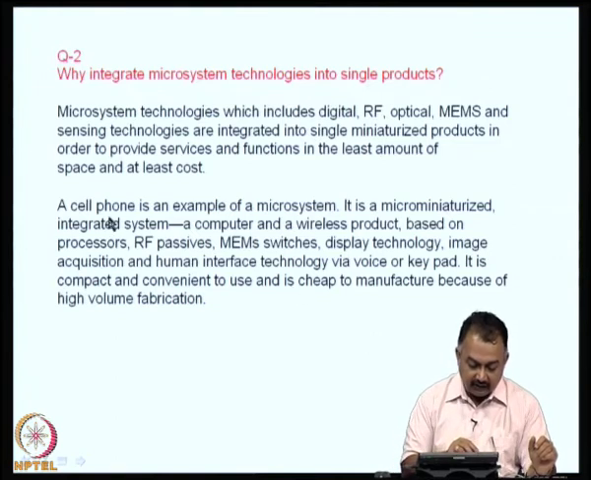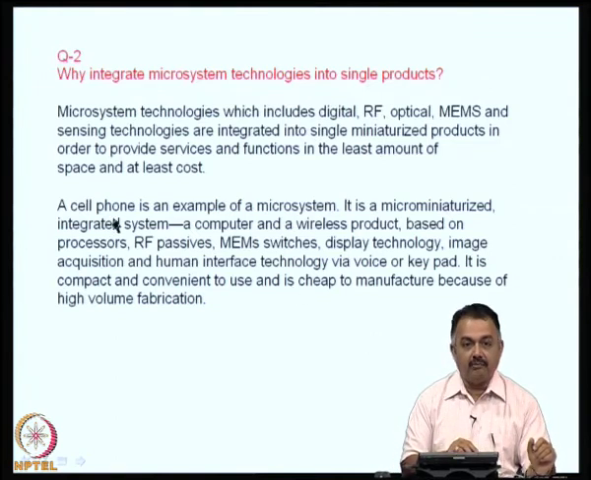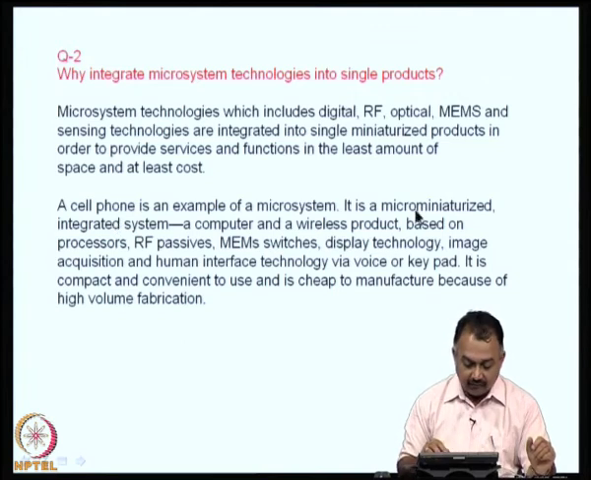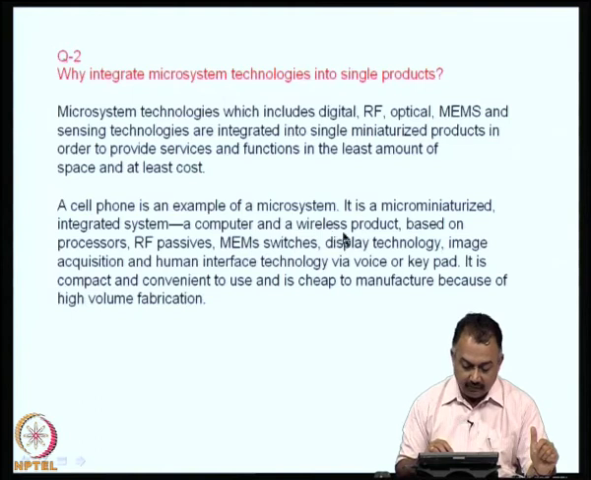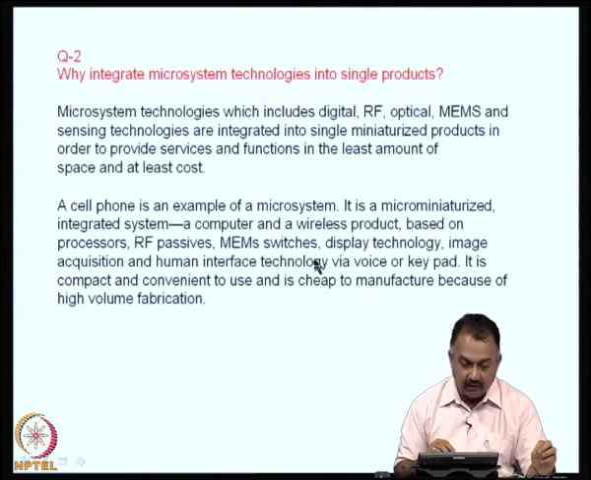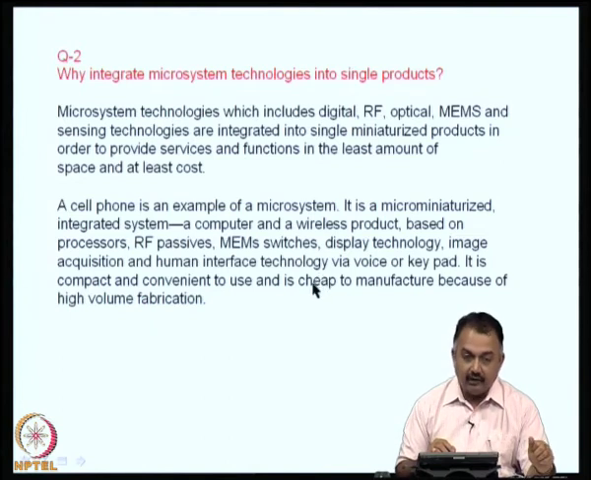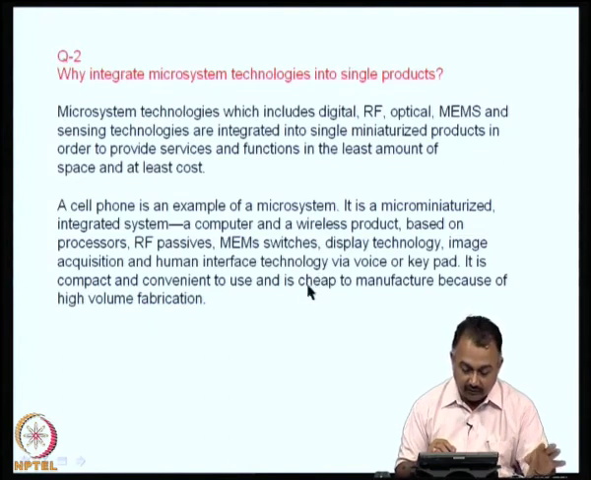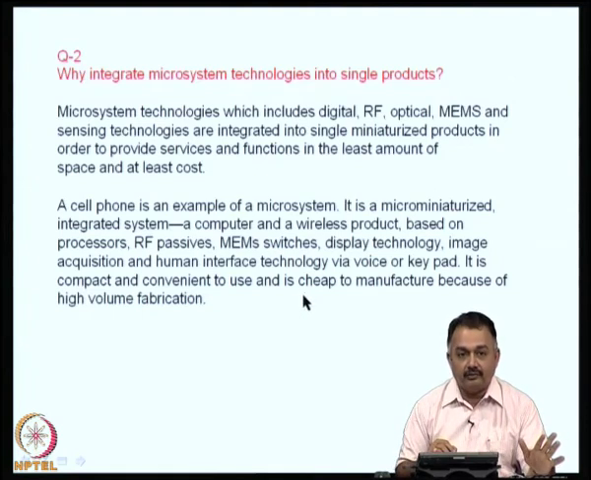What is the example? A cell phone is a very good example of a microsystem. It is micro miniaturized, it is integrated, okay, and it has got a computer and a wireless product based on processors, RF passives, MEMS switches, display technology, image acquisition and human interface technology via voice or keypad. It is compact to use, convenient to use, it is cheap to manufacture because of high volume fabrication, right.